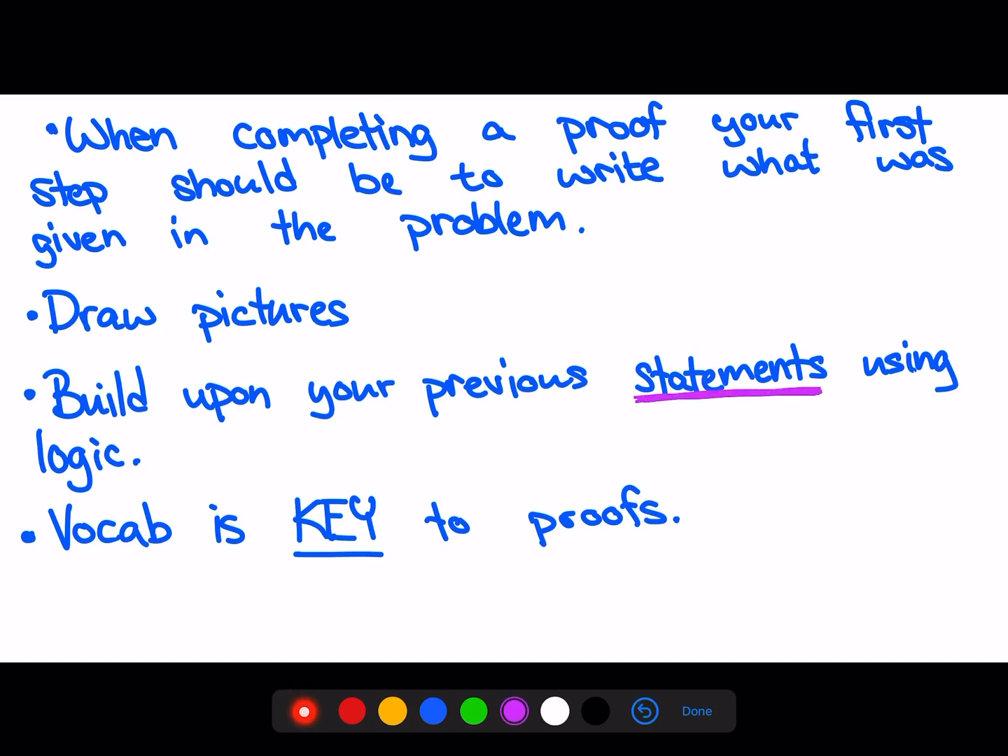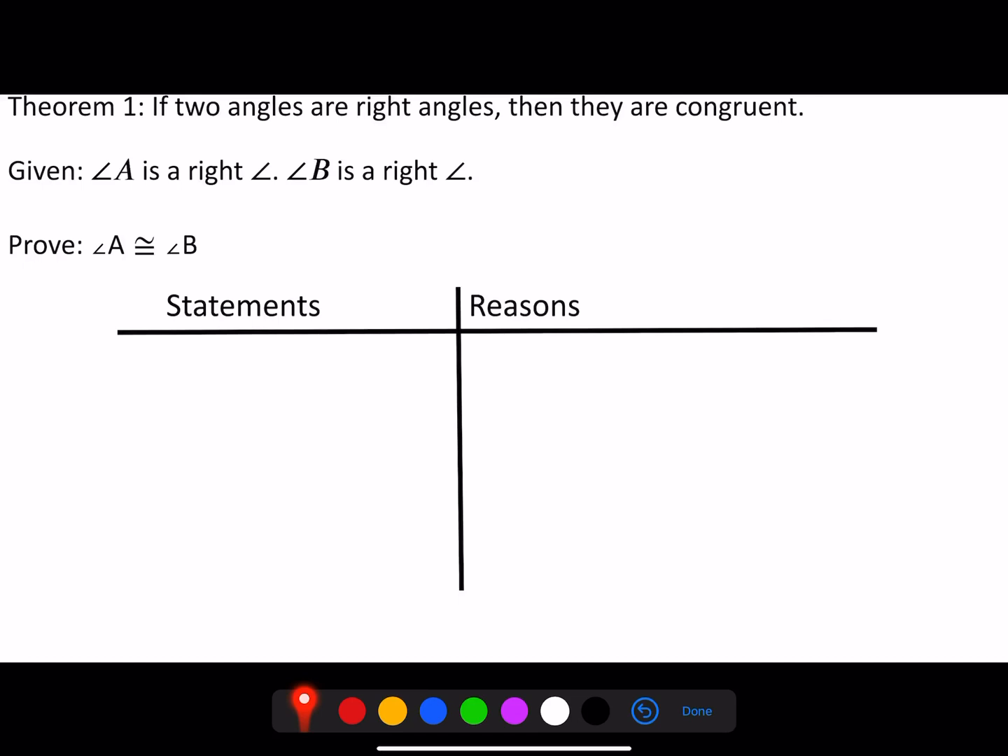So we're going to build upon our previous statements using our logic, and our reasoning is going to come from definitions, from vocabulary, from various things that we've learned throughout the course. And our reasoning needs to be logical, and it needs to build upon that statement. So, here's our first proof.